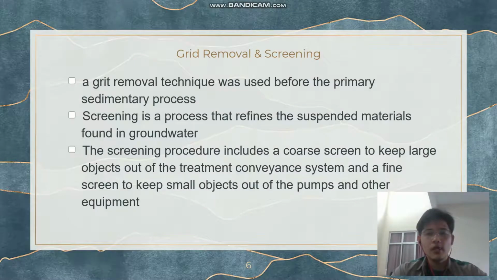Grit removal and screening. A grit removal technique is used before the primary sedimentation process. Screening is a process that removes the suspended material found in groundwater. The screening procedure includes a coarse screen to keep large objects out of the treatment conveyance system and a fine screen to keep small objects out of the pumps and other equipment.